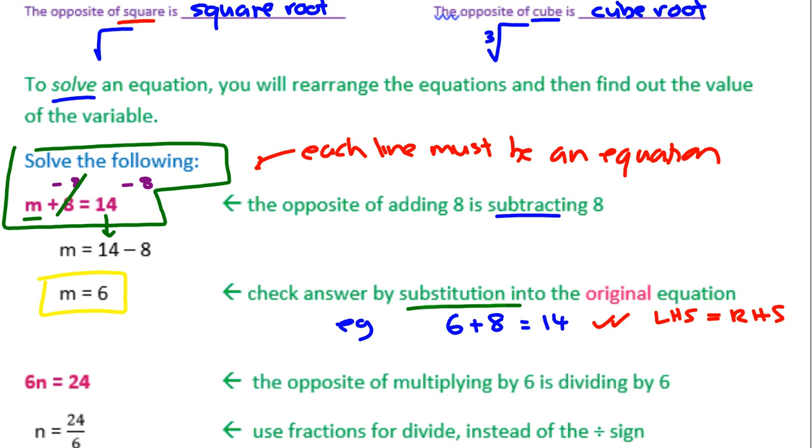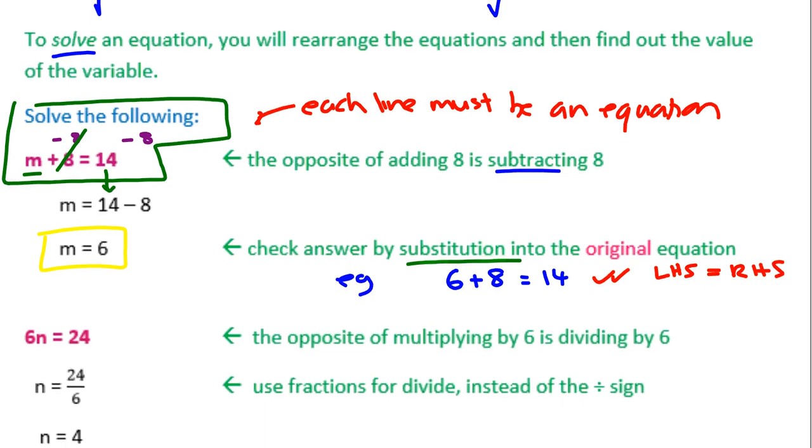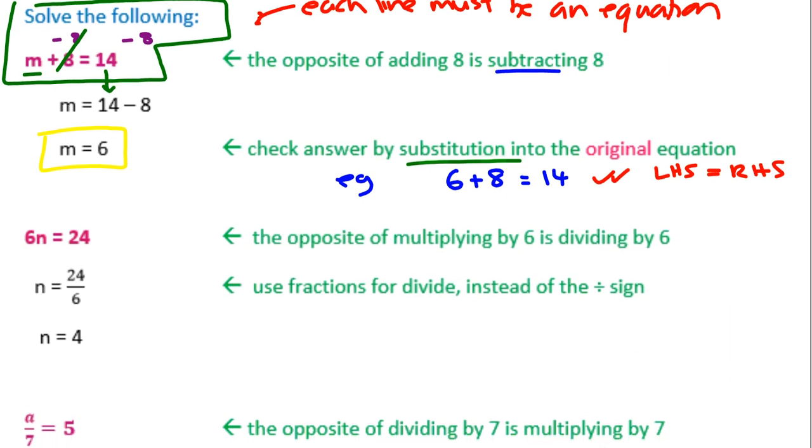Notice the first line, m plus 8 equals 14. That's the question. The second line is still an equation because there's an equal sign and stuff either side of the equal sign, and there's a variable in there. So m equals 14 minus 8 is still an equation. And the final answer is an equation too, because I wrote m equals 6. If I wrote just equals 6, that's not an equation anymore. So each line must be an equation. It's something you've really got to think about.